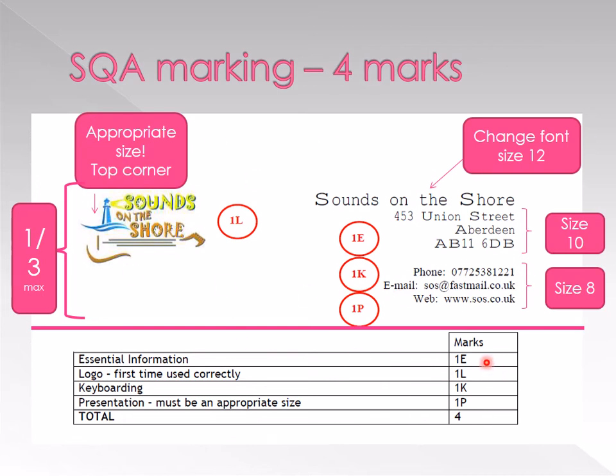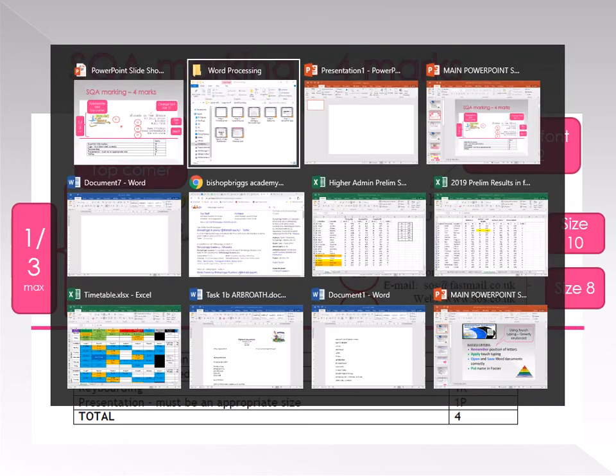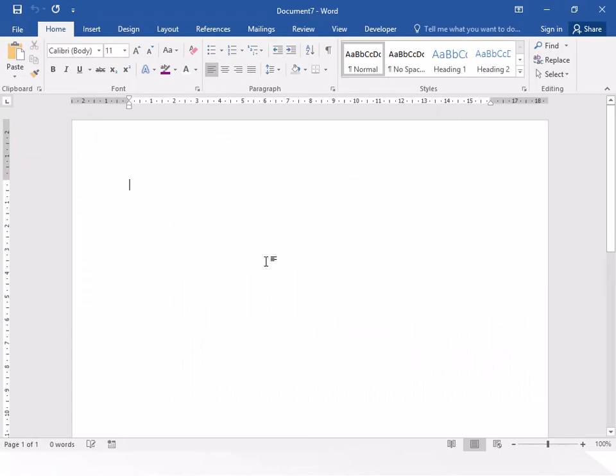Now you can see down the bottom here you get 1 mark for the essential information, so the address, contact numbers. You get 1 mark for the logo being used correctly, 1 mark for keying everything in accurately, and then 1 mark for everything being appropriately sized and presented when you print it out. So what we will do for our example is we are going to create a letterhead for the school.